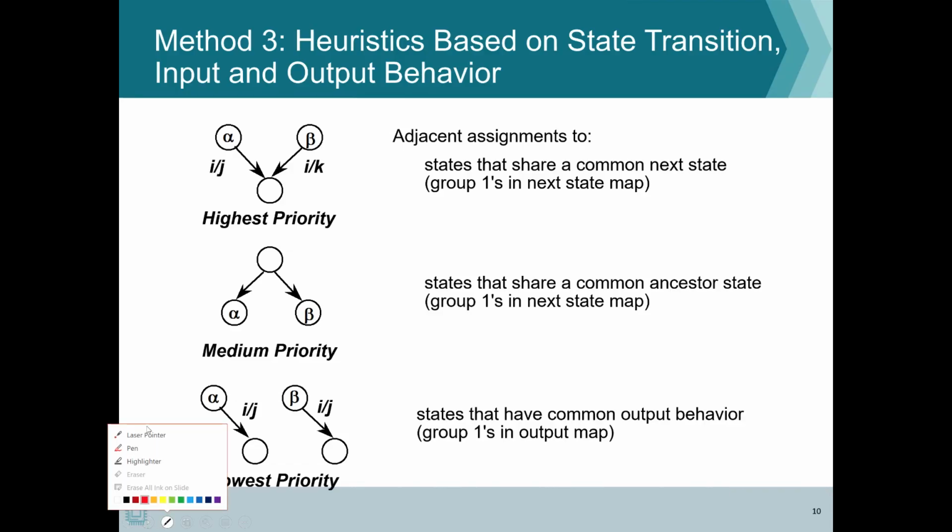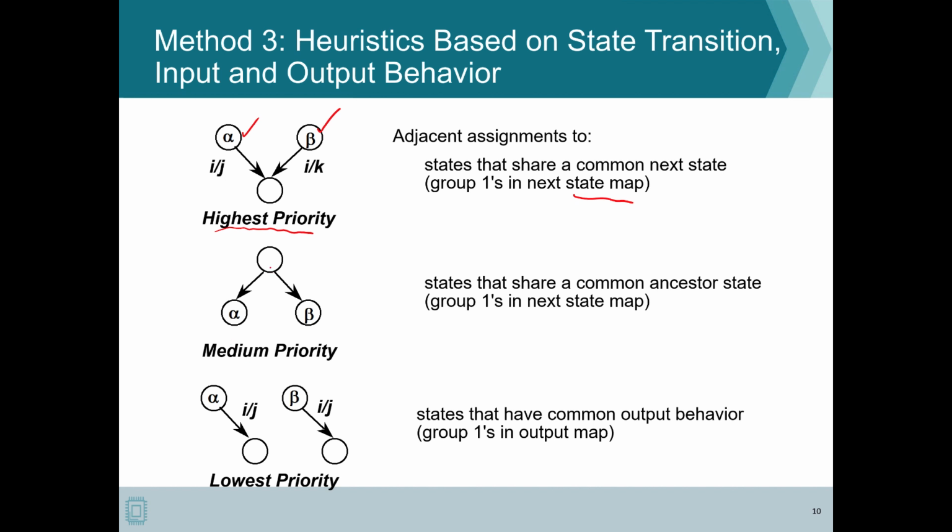Next we see our third method, which is called the heuristic based method. In this method, we assign priorities to certain conditions based on our state transition graph. Let's say you have two states, alpha and beta, and they go to the same state for the same input. Then it gets the highest priority, which means they are to be placed next to each other in your state map.